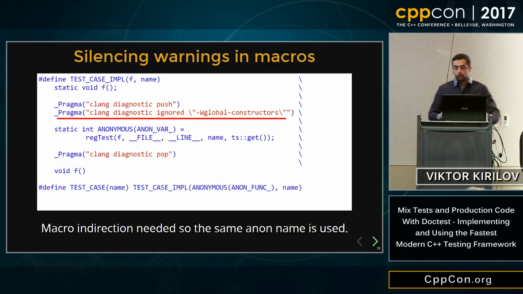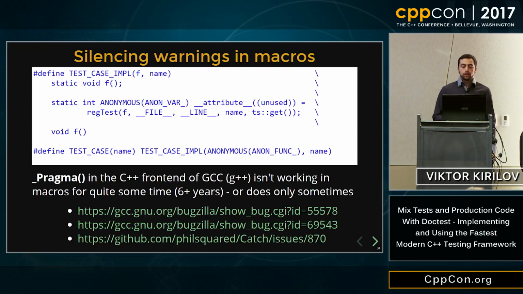So here is how we silence the dreaded global constructors warning for Clang. We surround the dummy integer inside of our multi-line macro with such pushing to the stack, ignoring, and then popping from the stack. But in the case of GCC, the C++ frontend has been problematic in its _Pragma usage for the past like 6 years, and it doesn't work. There are quite a few issues about it. So I've been lucky that I could silence the warning by using an attribute unused to mark the dummy global integer as being unused for anything else except for calling rec test.